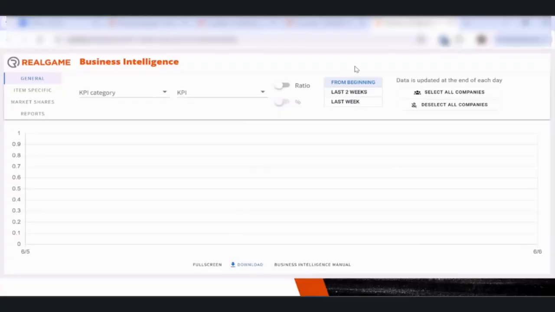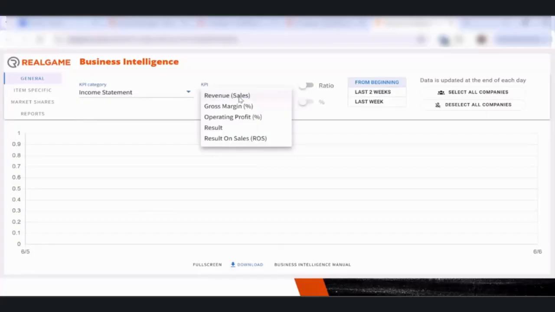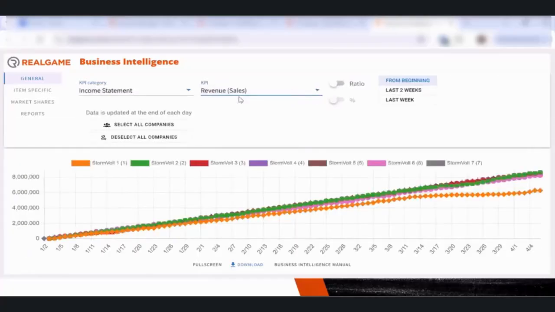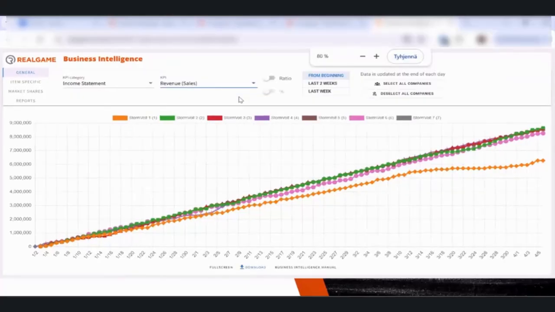This is to visualize the different KPIs to students. They can also benchmark their performance to the other student teams. And I will start with very basic KPIs. Of course, we want to also connect how efficiently the students have run their companies to their profitability. So we do, of course, have the basic income statement related KPIs, like revenues of the companies. And I will zoom this a little bit so that you can see better.